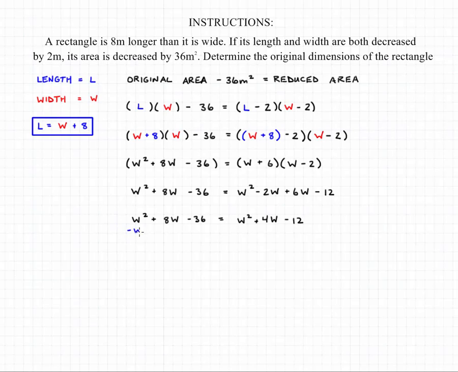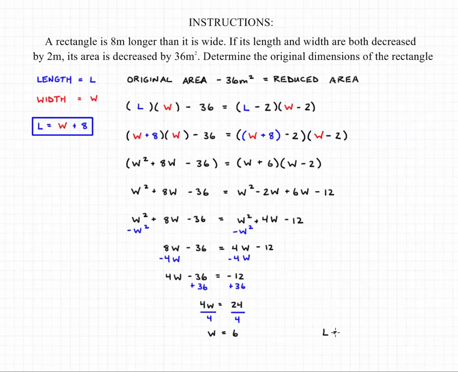We can now subtract W squared from both sides of the equation. That's going to leave us with 8W minus 36 on the left and 4W minus 12 on the right. We can now subtract 4W from both sides, and that will leave us with 4W minus 36 equals negative 12. If we add 36 to both sides, we'll have 4W equals 24. And now if we divide both sides of the equation by 4, we'll have W is equal to 6.